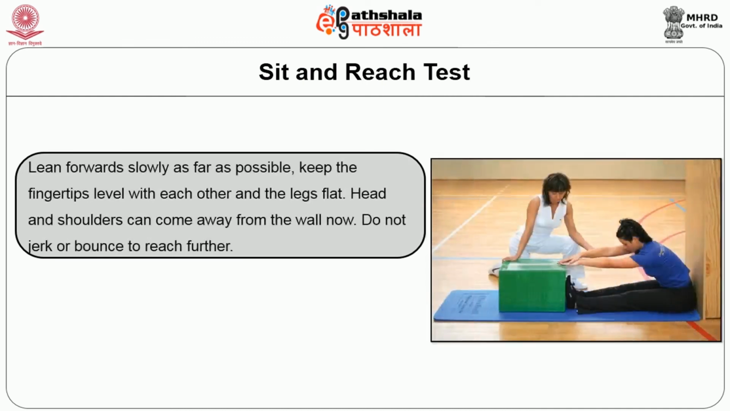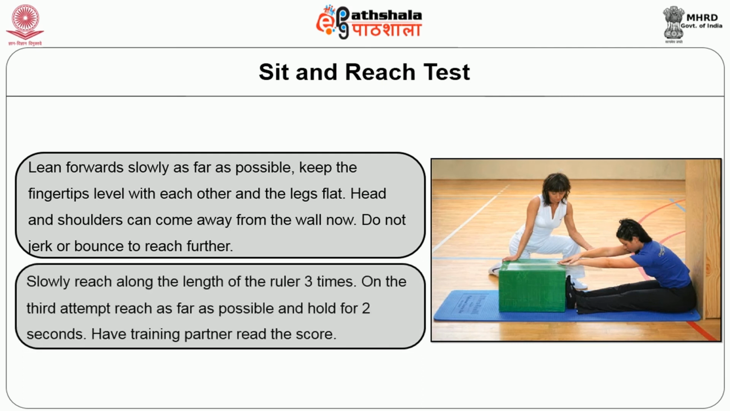Lean forward slowly as far as possible. Keep the fingertips level with each other and the legs flat. Head and shoulders can come away from the wall. Don't jerk or bounce to reach further. Slowly reach along the length of the ruler 3 times. On the third attempt, reach as far as possible and hold for 2 seconds. Have your training partner note the score. Repeat twice and compare your best score with a table.